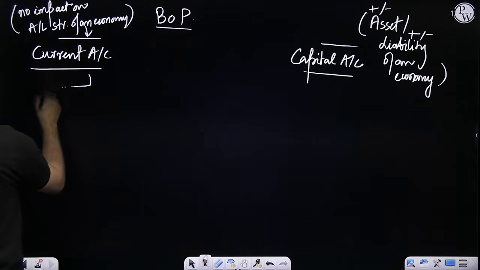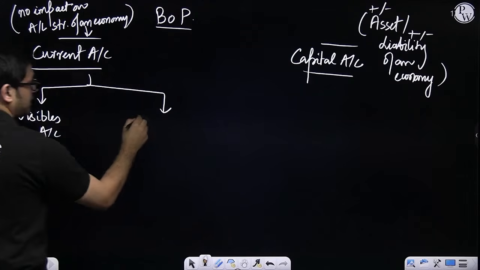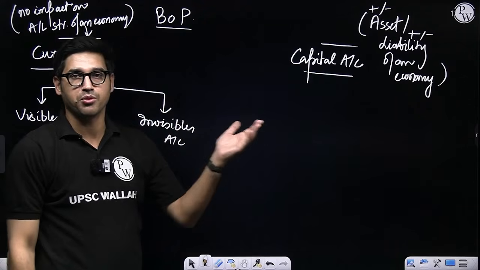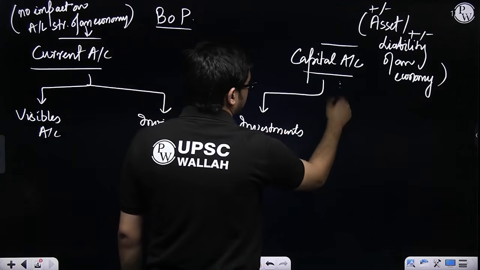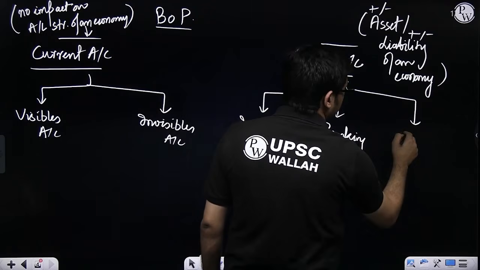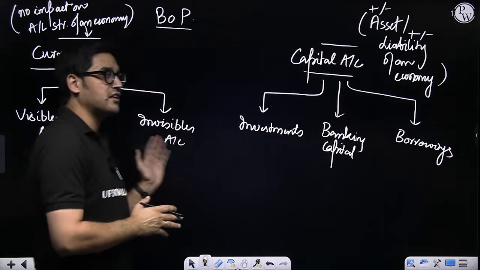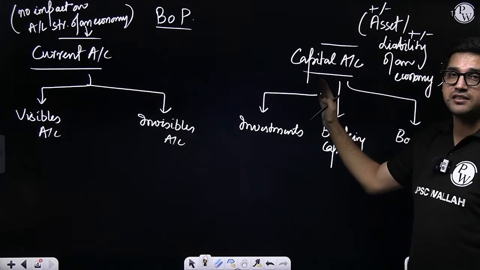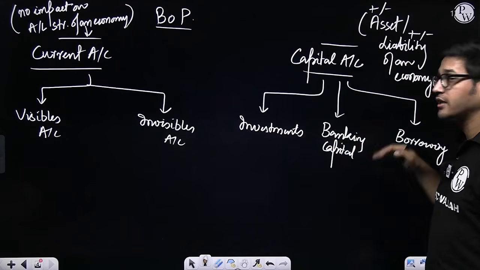The current account can broadly be classified under two heads. One is called the visibles account and the other one is called the invisibles account. Similarly, capital account transactions broadly include three things. One is investments. The second is what you may want to call banking capital. And the third is what you call borrowings. Broadly speaking, any current account transaction can either go under the visibles head or the invisibles head. Similarly, any capital account transaction between an economy and the rest of the world can go either as a part of investments, or an exchange of banking capital, or borrowings.